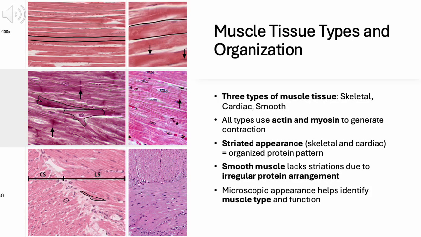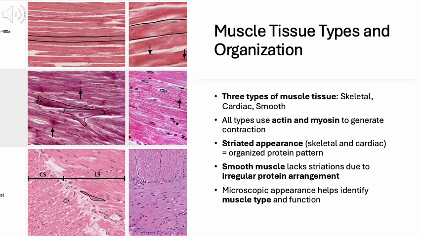All muscle tissue relies on the same contractile proteins, actin and myosin, but their organization changes everything. In skeletal and cardiac muscle, these proteins are arranged in repeating patterns, creating the striped or striated appearance you see under the microscope. Smooth muscle lacks this regularity, so it looks uniform or smooth instead.